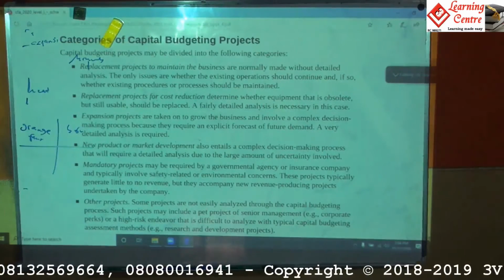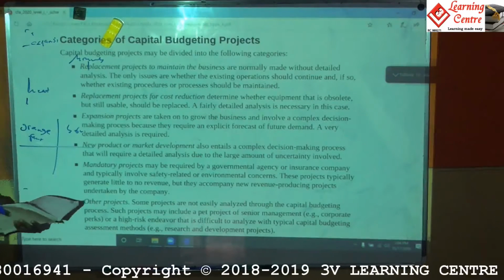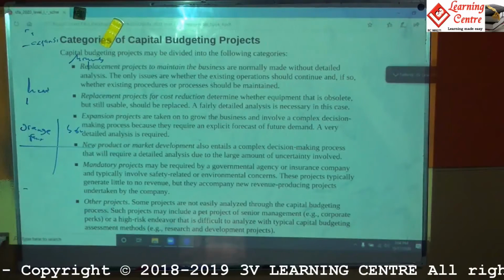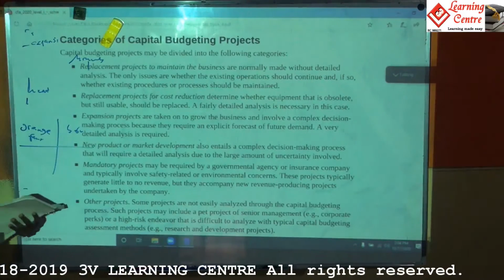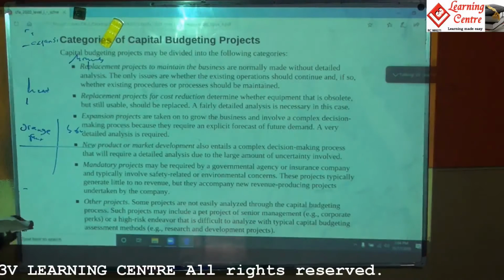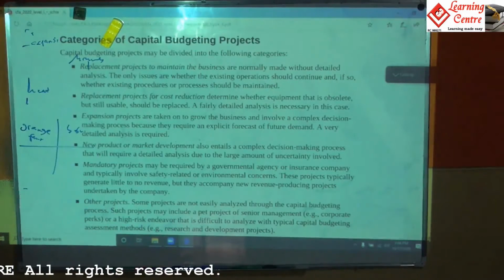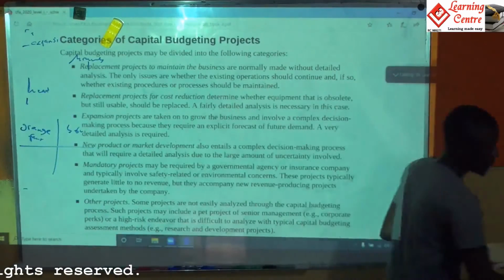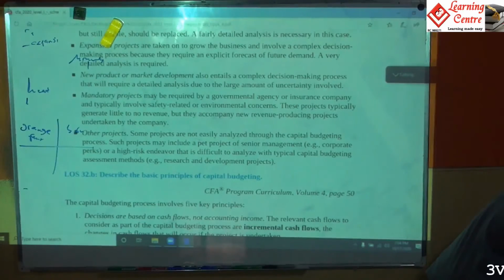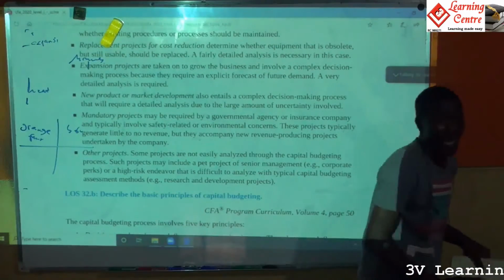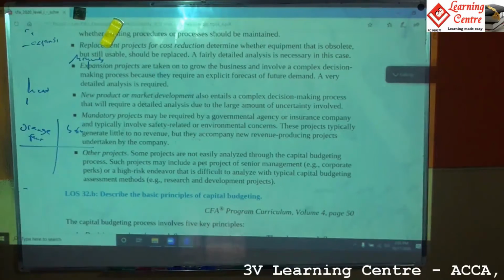So this is important now from here. These are for you to do capital budgeting. For you to do capital budgeting, there are principles behind it. These are the principles behind it. So let's write. One, decisions are based on cash flows, and not accounting income.